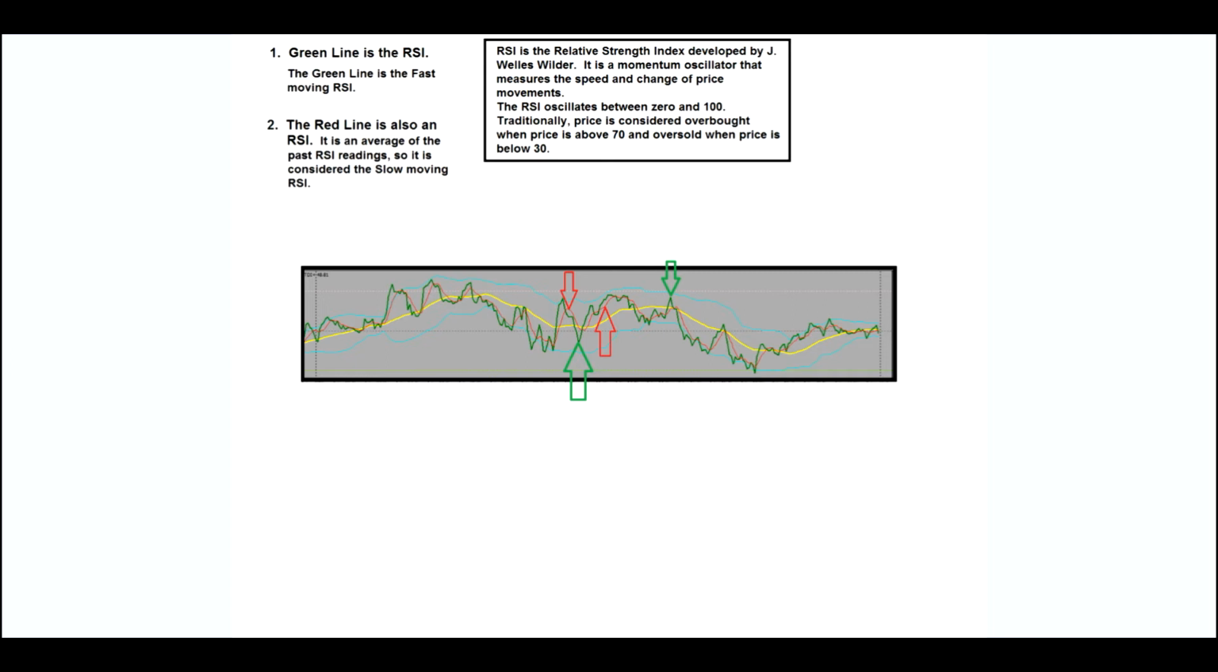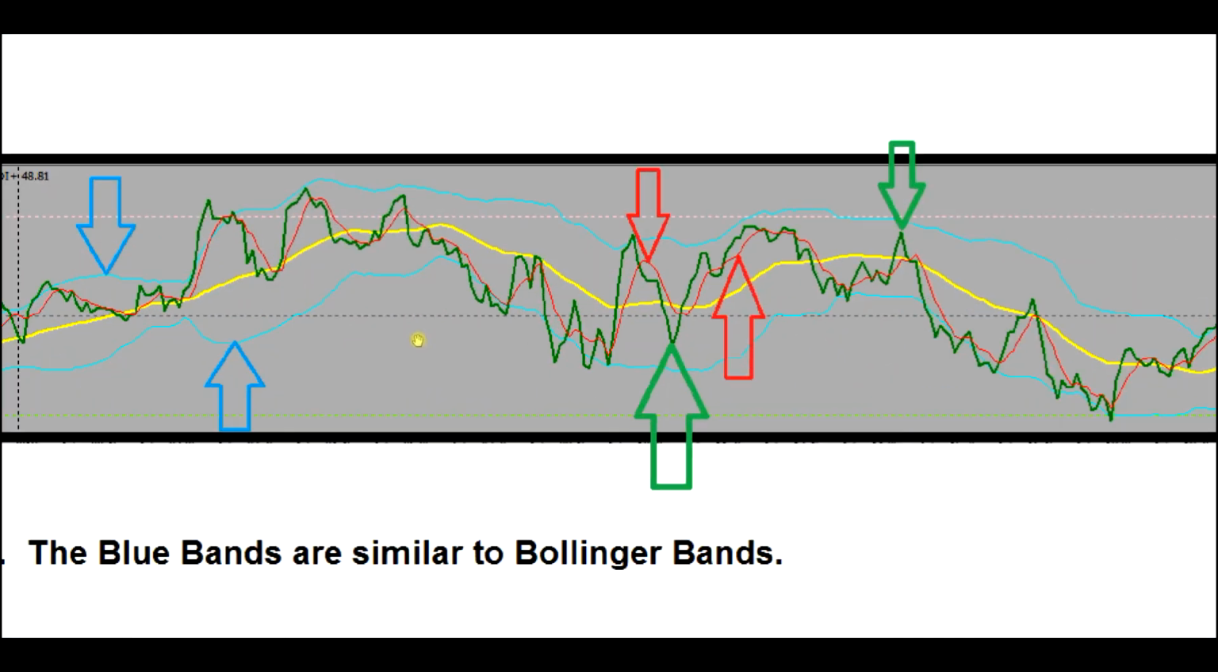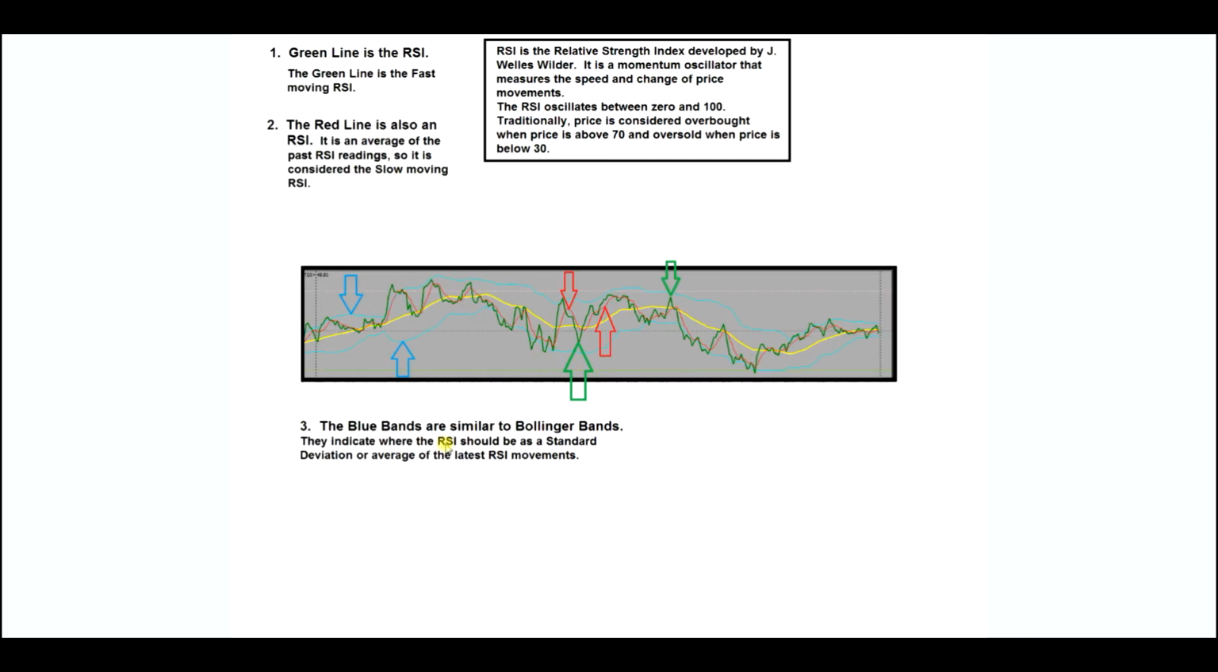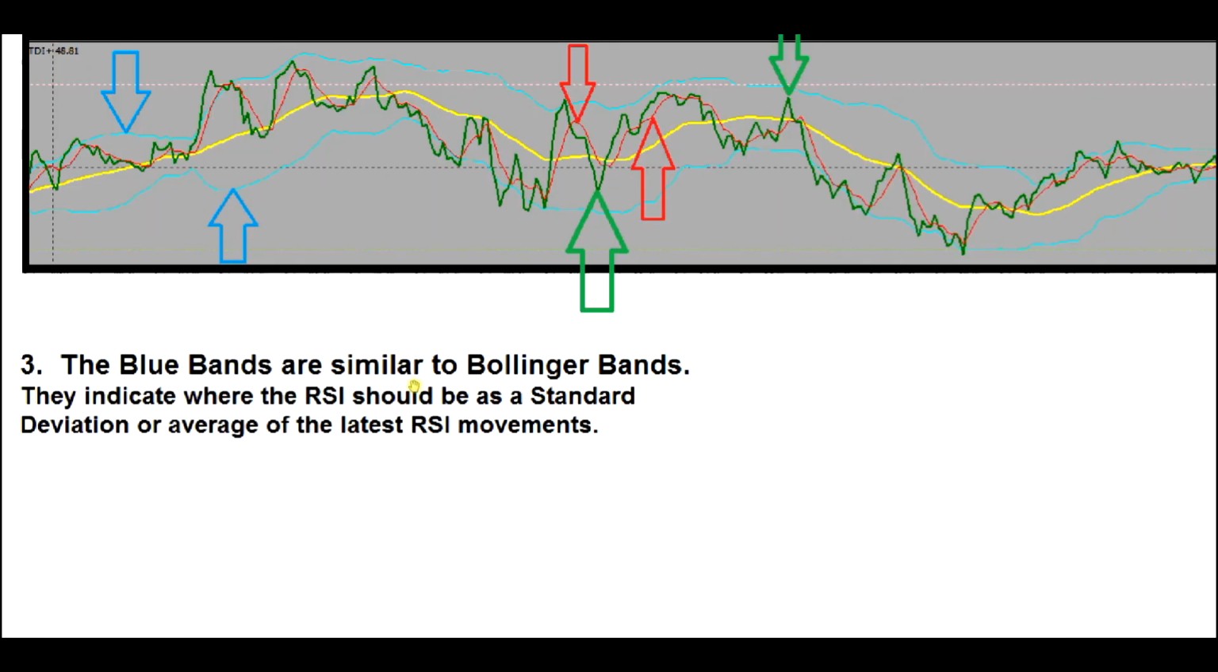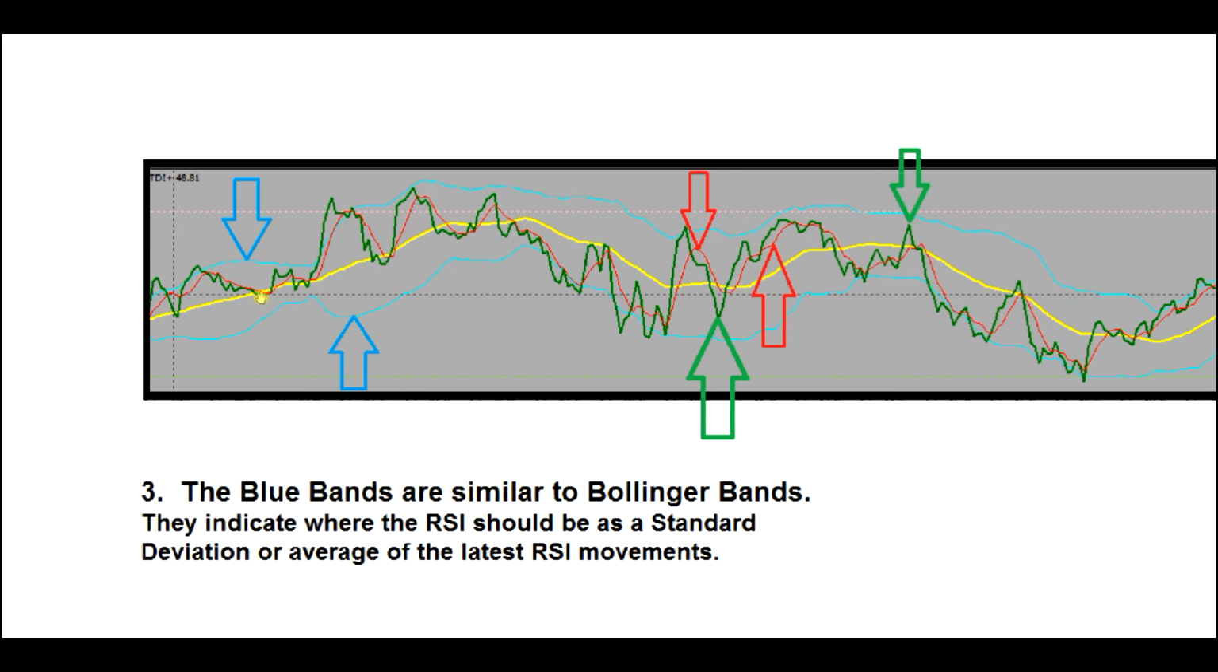All right. And then we're also going to look at the blue lines. These blue lines, see them going out here? They're similar to the Bollinger Bands. Essentially what they are is a standard deviation of the past movements in the RSI. What that means is that they take the average of a certain number of last bars of the RSI and go 2 or 3 times that; the blue line shows how far it would be, 2 or 3 times that value of the RSI.